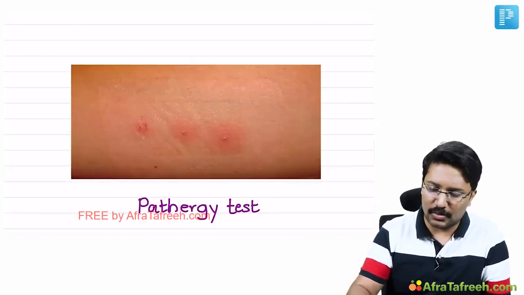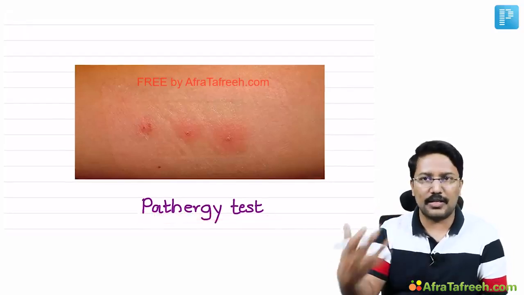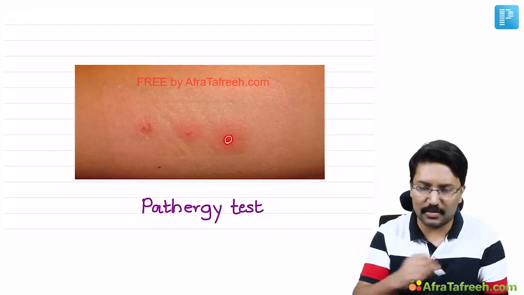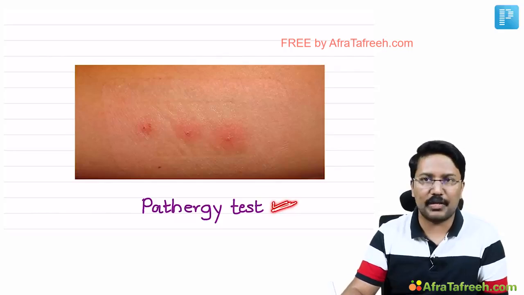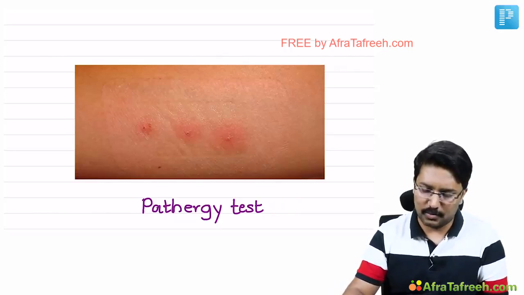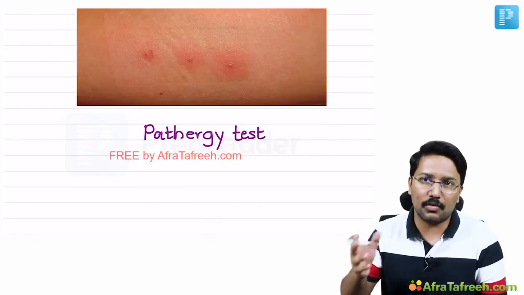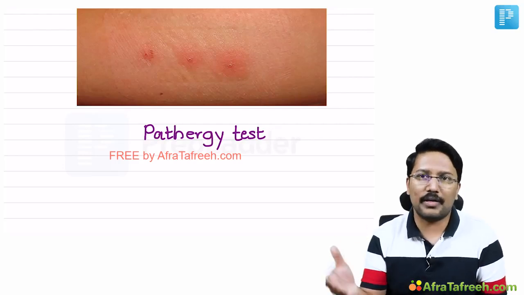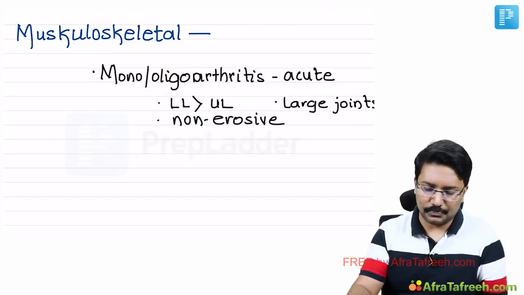So this is what is known as the Pathergy test. It is said to be positive when an induration appears or when there is a pustule formed. Pustule formation is more characteristic. This is something which is peculiar, or I can say relatively specific, for Behçet syndrome. In fact, the diagnostic criteria also utilize this relative specificity of the Pathergy test. So this is part of many diagnostic criteria, one of which we will be discussing soon. Okay, so these are the skin manifestations.